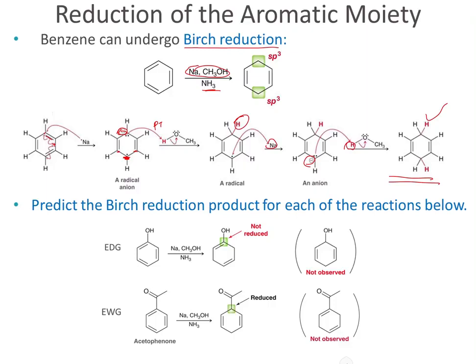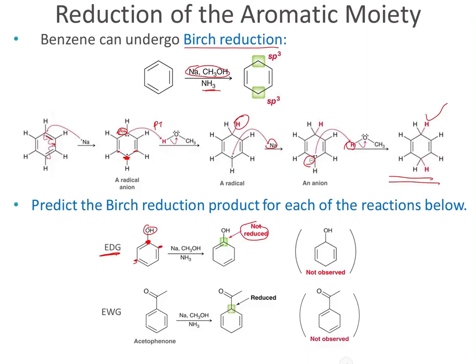So for example, if there is an electron donating group, it would actually prefer to have this position to be electron deficient. Okay, so if you try to put a minus charge here, it's not going to be happy. So this position is not going to be reduced. Instead, the position that's going to be reduced is here and here.